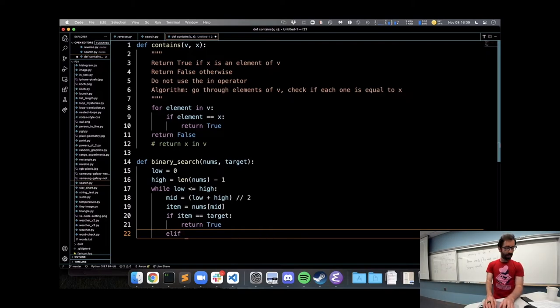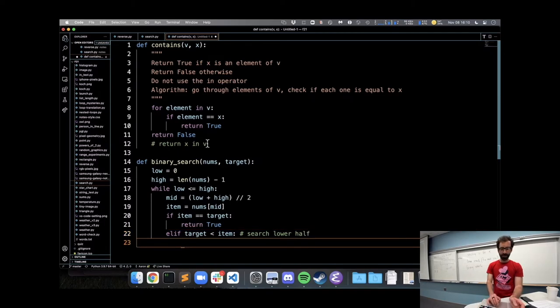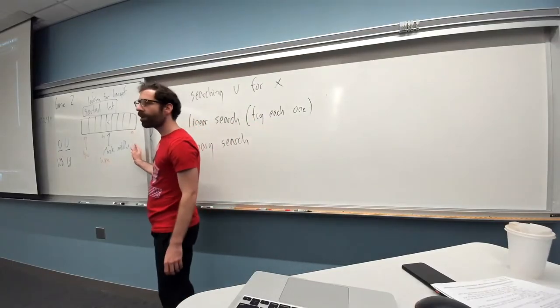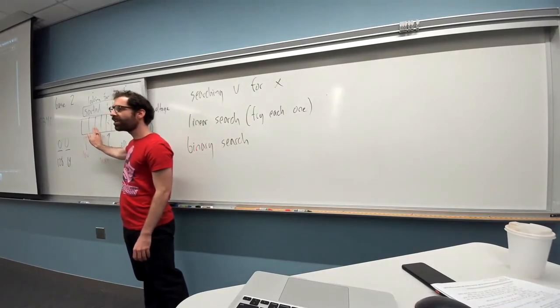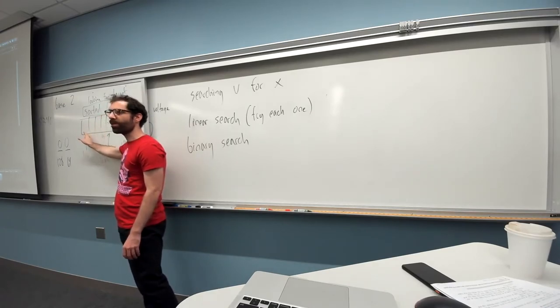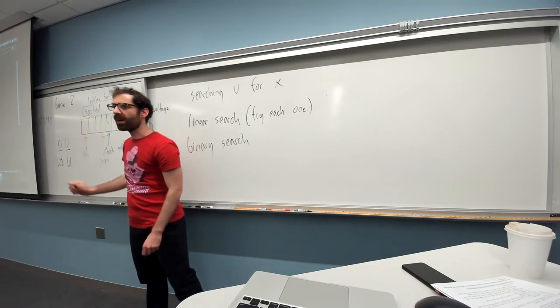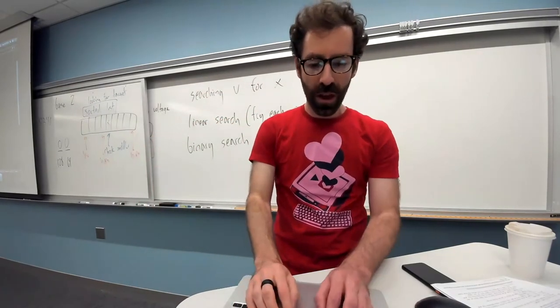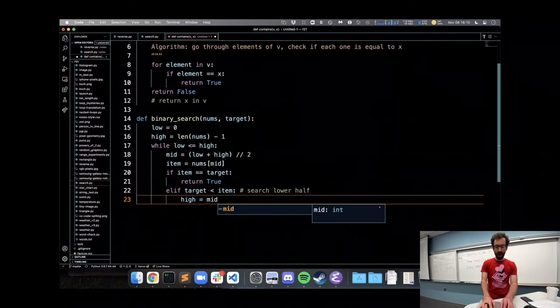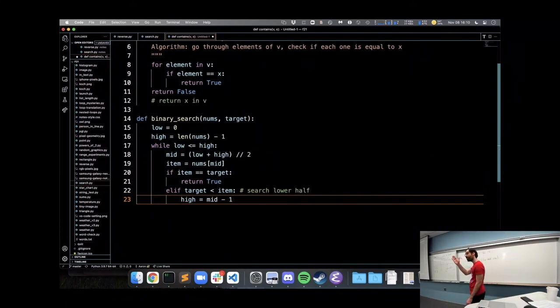So I can say if target is less than item, I should search the lower half of my list. And like I did on the board, I can do that by moving my high index to the top of my lower half, because that's going to change. The middle is now the middle of this lower half, and I can keep moving high down if it keeps being less than the item I find in the middle. And so for this, I'll set high to my midpoint minus 1. So I know it's not the midpoint, and so the greatest thing it could be is 1 below the midpoint.